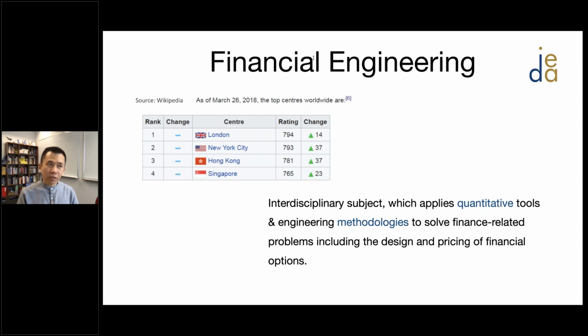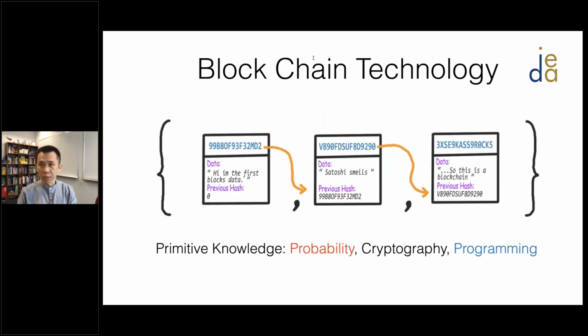So this area is actually an interdisciplinary subject which applies quantitative tools and engineering methods to solve finance-related problems. This is what I call financial engineering, but you can also call it fintech. But I want to add that fintech, together with financial engineering, are not words that the whole society has reached agreement on. For example, fintech includes blockchain. I have these slides on blockchain. If you ask some CS people, they will say fintech is blockchain. Well, I would say, yes, it includes blockchain.